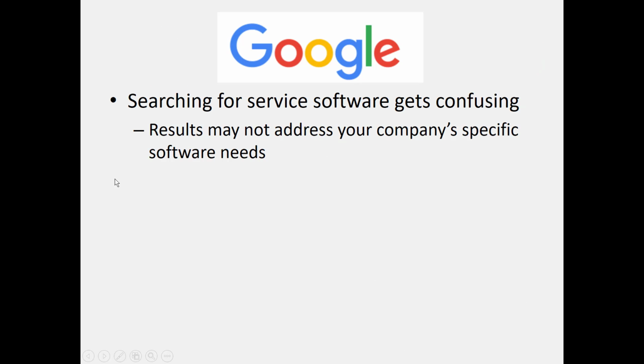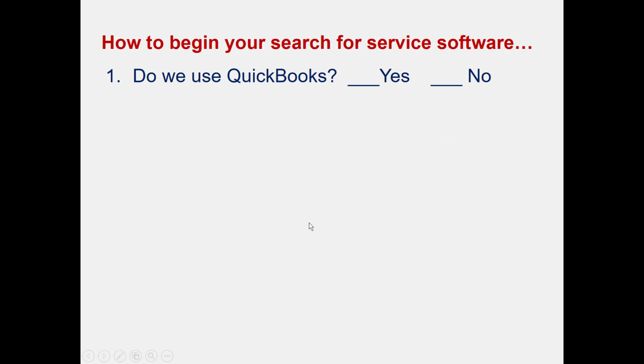Now, everyone likes to go to Google to start their search. Searching for service software can get very confusing when you're using Google. The results that you find may not really address your company's specific needs. So a better place to start would be by asking some specific questions like these.